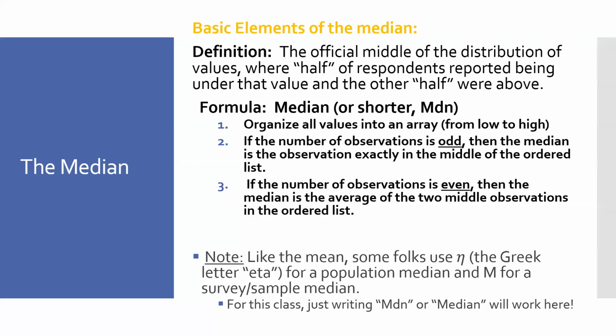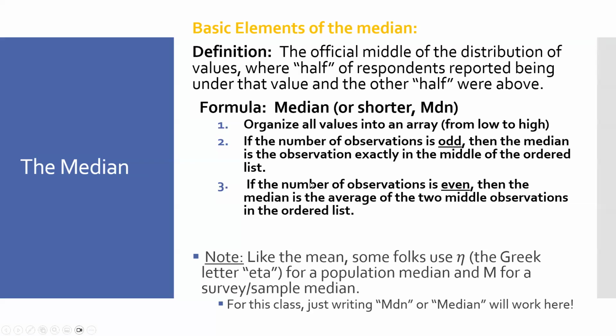If the number of observations is odd, it's going to be the exact middle number. If it's even, it's a little trickier. Actually, what you'd have to do is take the two middle numbers and take the average of them.